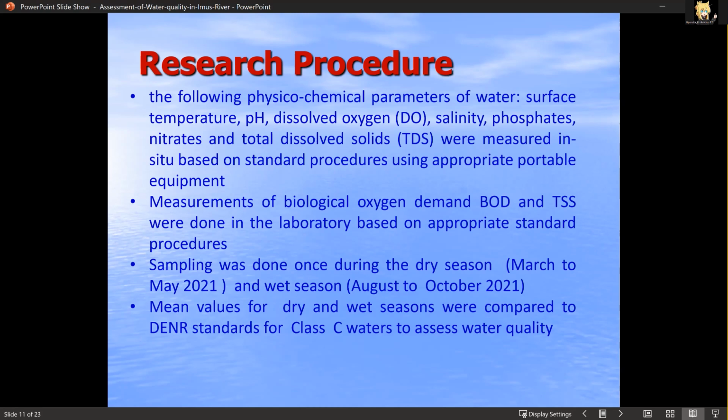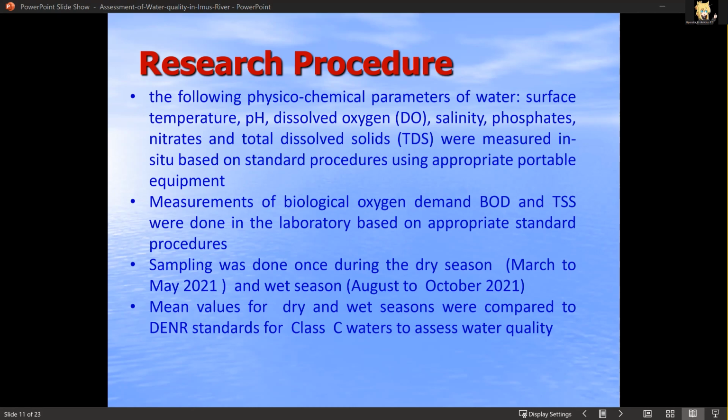The physicochemical parameters of the water include surface temperature, pH, dissolved oxygen, salinity, phosphate, nitrates, and TDS, or total dissolved solids. These were measured in situ, based on standard procedure, using appropriate portable equipment. The measurement of BOD, or biological oxygen demand, and TSS were done in the laboratory.